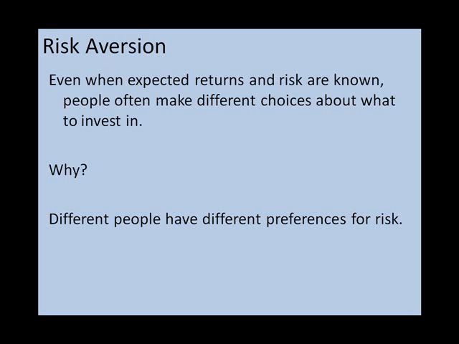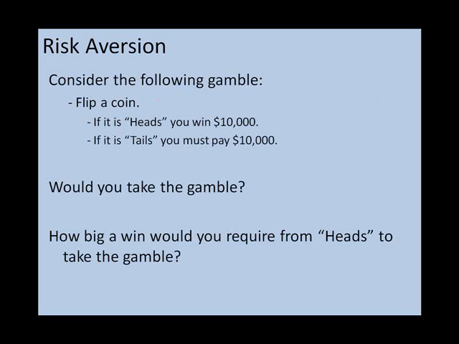We can measure people's risk aversion very quickly. Consider the following gamble. We're going to flip a coin. If it lands on heads, you win $10,000. But if it lands on tails, you have to pay $10,000. Would you take this gamble or not? Most people would probably say no to this gamble.